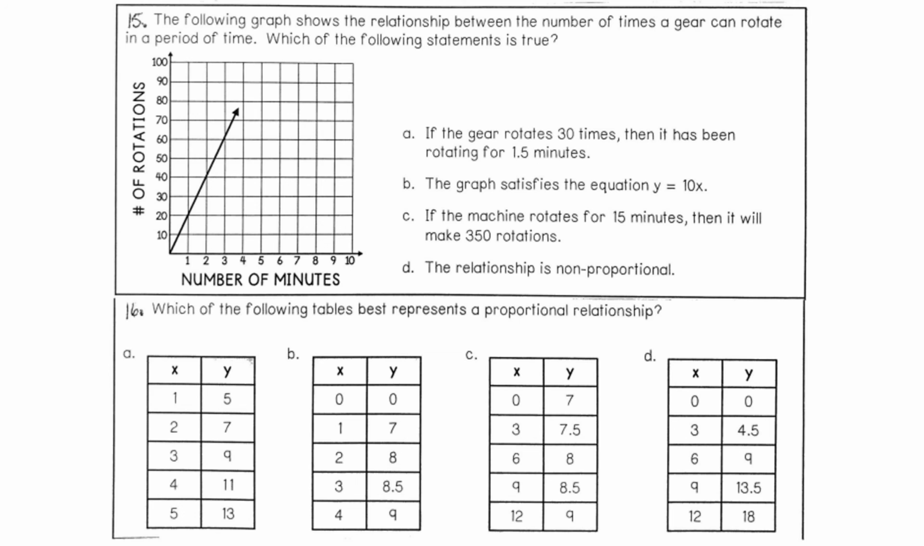A. If the gear rotates 30 times, then it has been rotating for 1.5 minutes. B. The graph satisfies the equation y equals 10x. C. If the machine rotates for 15 minutes, then it will make 350 rotations. And D. The relationship is non-proportional. 16. Which of the following tables best represents a proportional relationship?